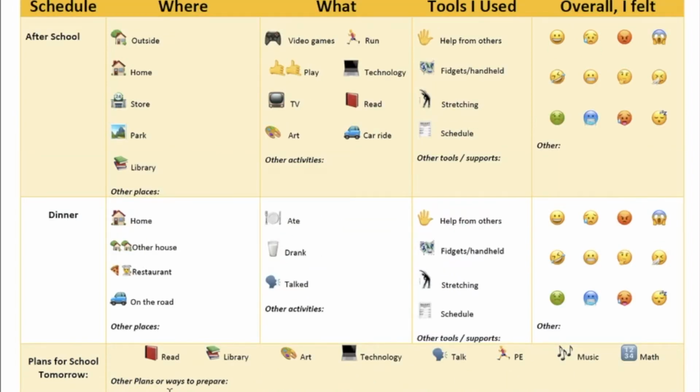The third page of the support is a support that can be used at home, almost in a homework sort of format, to be able to share information back to school. So this is just a single page. Here we have 2 blocks, one for after school, that same format, the where, what, maybe if their tools were used and how they felt during that time period, and then also a dinner block. And then a plan for school tomorrow, what they're anticipating happening at school tomorrow.